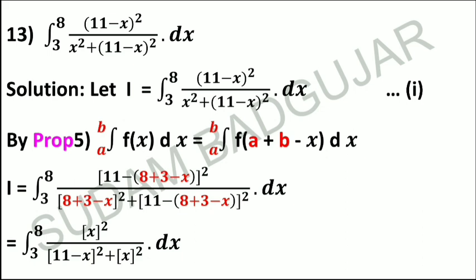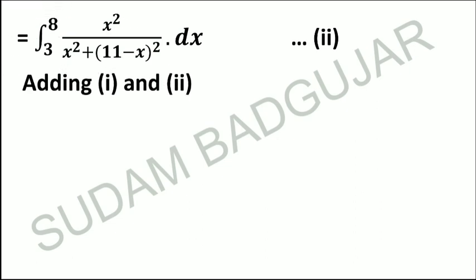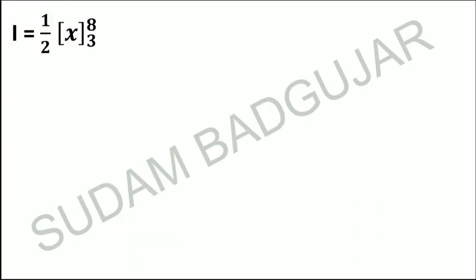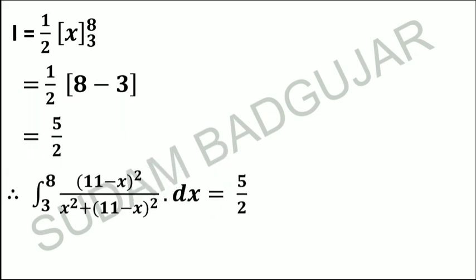What is the final answer? 8 minus 3 upon 2, that is 5 by 2 by using the shortcut trick. Okay, 8 minus 3 by 2, that is 5 by 2. The final answer is 5 by 2 by using upper limit minus lower limit upon 2, using this shortcut trick formula.